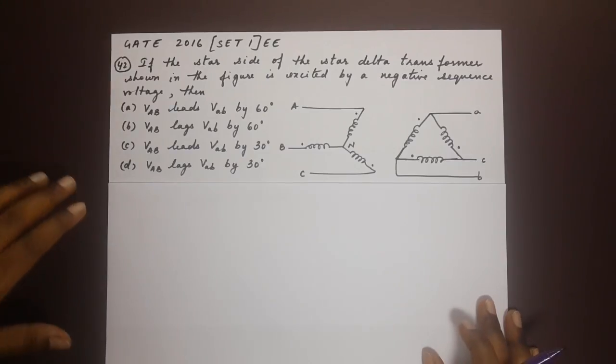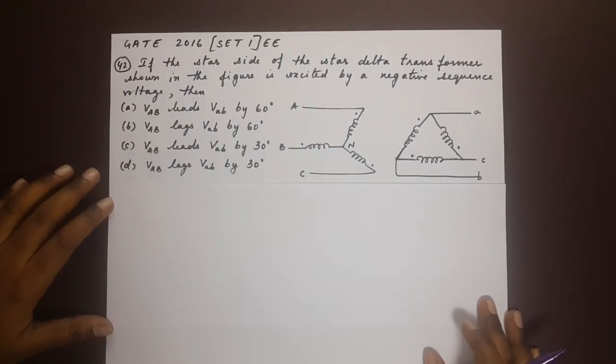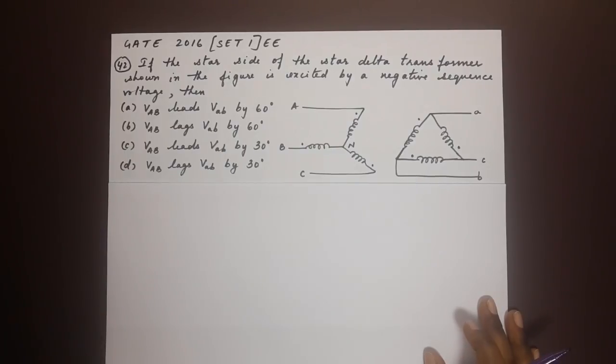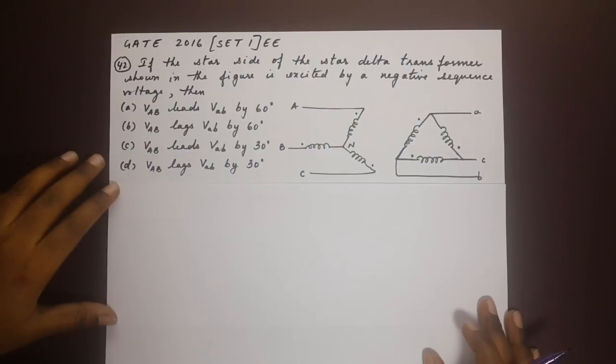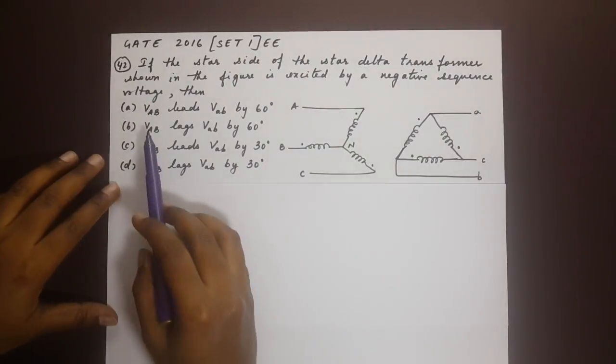Here's the next question, number 42. If the star side of the star delta transformer shown in the figure is excited by a negative sequence voltage, then, so we have four options here. VAB leads Vab by 60 degrees, VAB lags Vab by 60 degrees, VAB leads Vab by 30, and VAB lags Vab by 30. So please be careful with the letters.